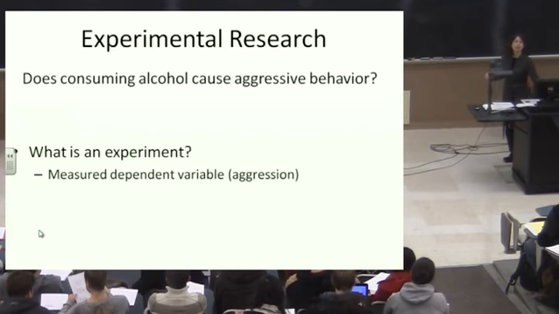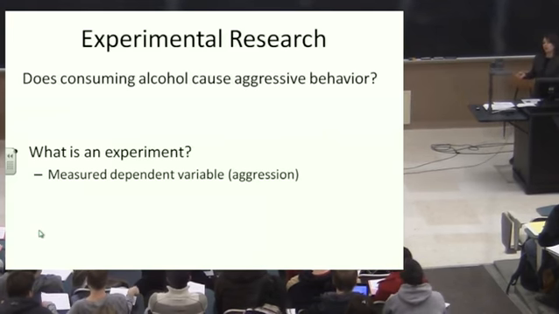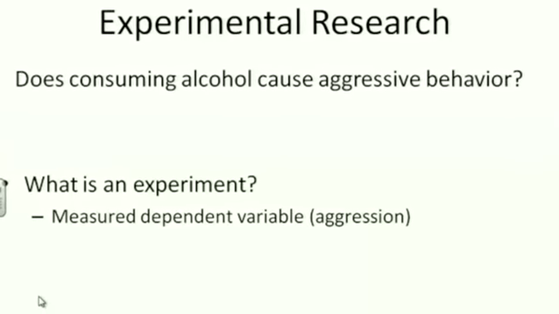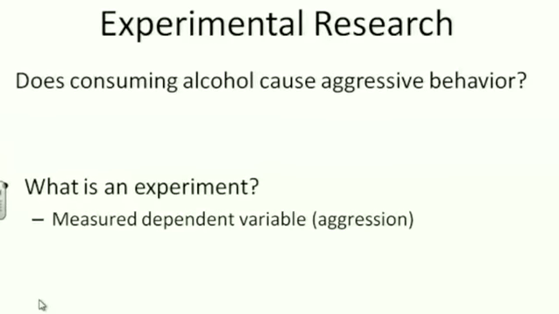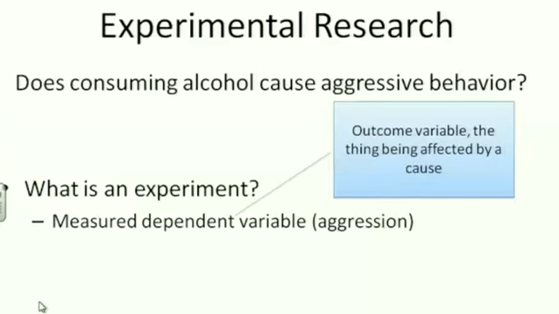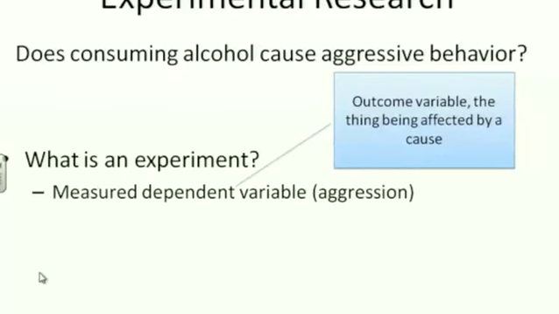So for tackling that question, does consuming alcohol cause aggressive behavior? If we were to do an experiment, one thing we would have is a dependent variable. This is our outcome variable. It's a measured variable in the same way that when we had correlational studies, we were measuring variables. Okay, so we have a dependent variable, which essentially is an outcome variable, the variable or the thing being caused, the thing being affected by a cause. Okay, it's what we're going to examine. In this case, it's aggression.